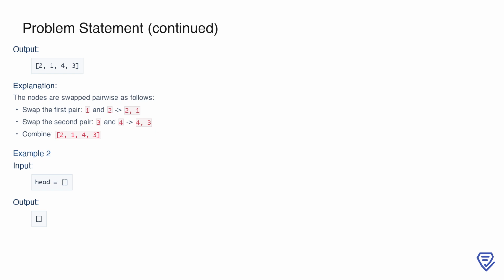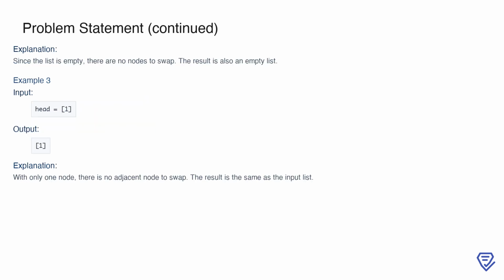In another example, if the input list is empty, that is, head equals null, there are no nodes to swap. As a result, the output is also an empty list. What happens when the list has only one node? For the third example, the input is 1. Since there is just one node, there are no adjacent nodes to swap. That means the output will be the same as the input list, which is 1.